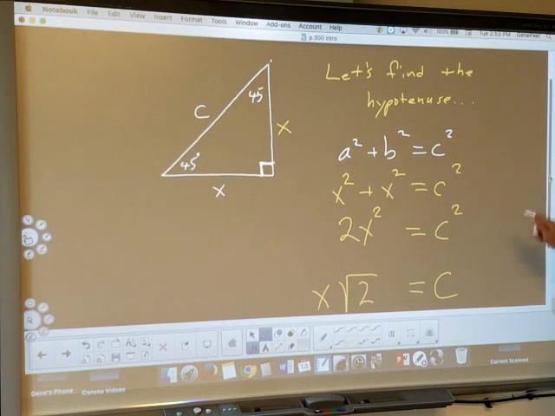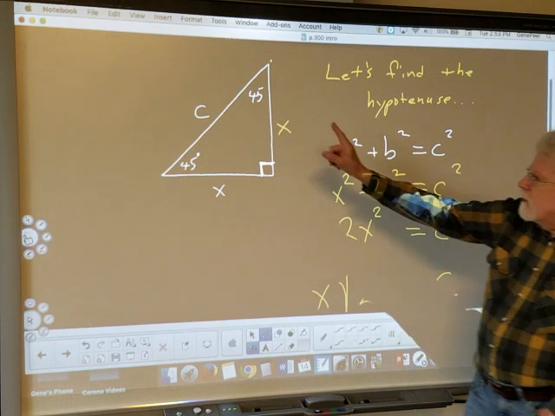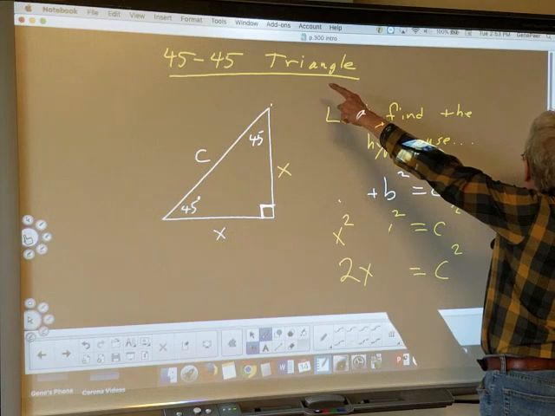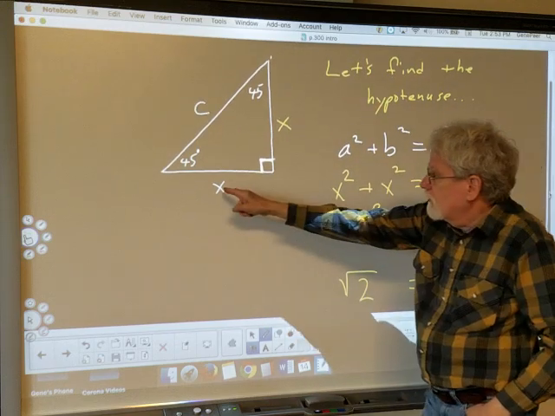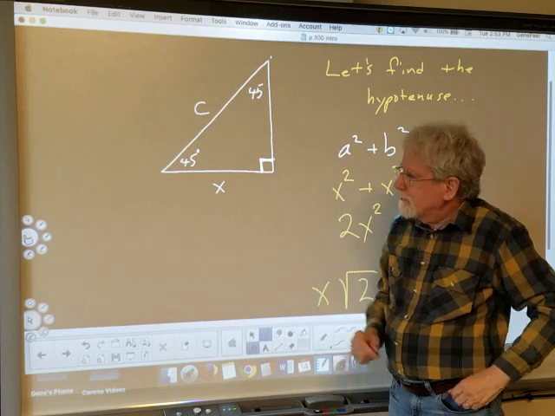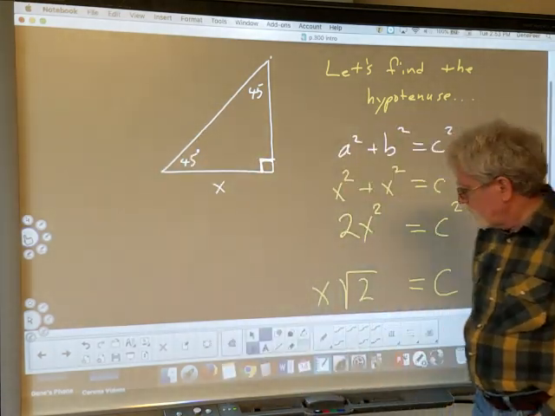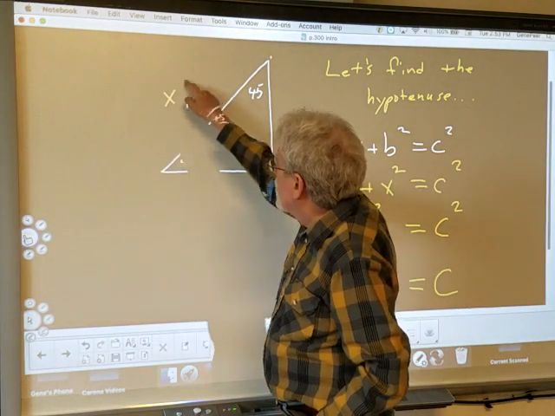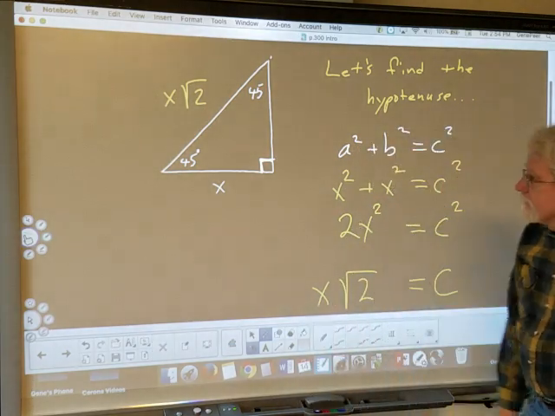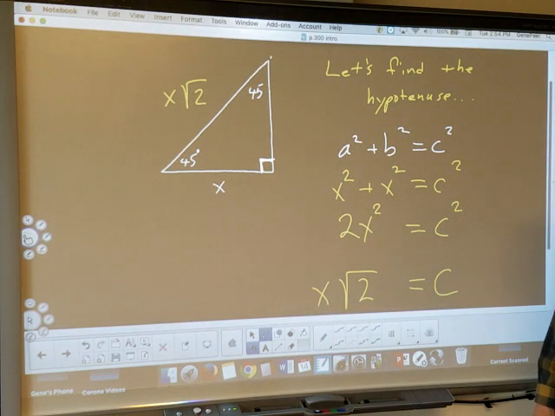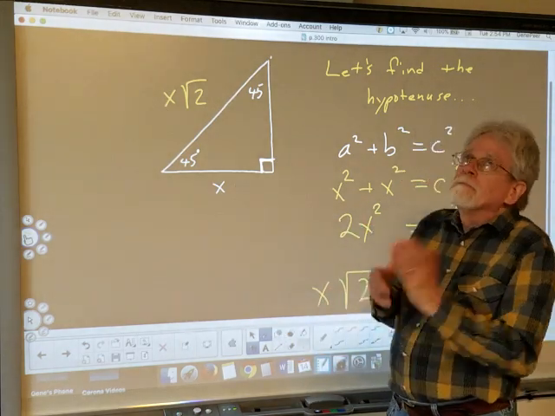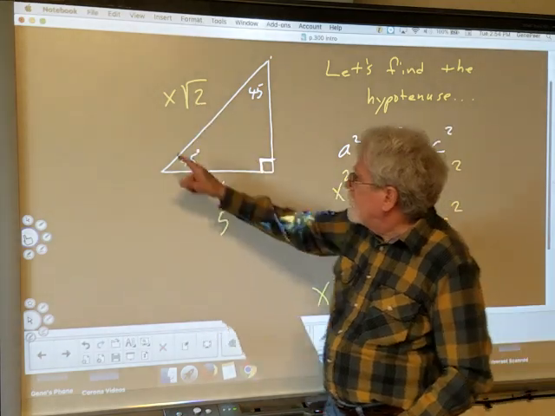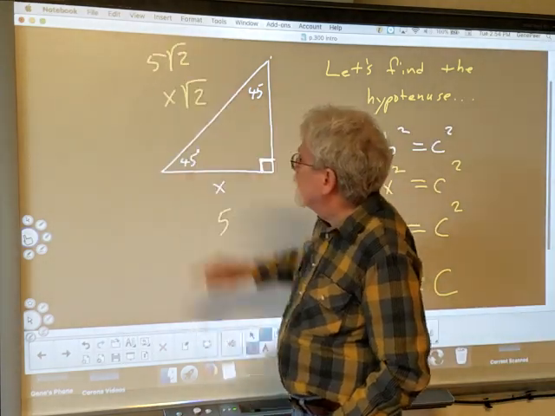Grander, far grander than you might think. We just showed that in an isosceles right triangle, in a 45-45 triangle, if you know the leg, even if you only know one leg, and you need the hypotenuse, that hypotenuse has to be equal to x times the square root of 2. Why is that so grand and glorious? Well, what if x happens to be 5? Then that means the hypotenuse must be simply 5 square root of 2.